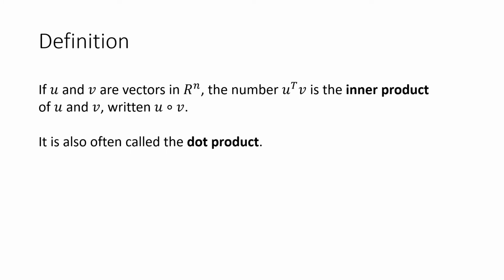If you have two vectors in Rn, you'll talk about the inner product of those vectors being the number u transpose v, so the transpose of your first vector, multiplied by v. So u and v are vectors in Rn. What you do is take u, transpose it, so it's a 1 by n matrix, multiply by the n by 1 matrix v. What you get is the inner product u·v, or sometimes called the dot product.